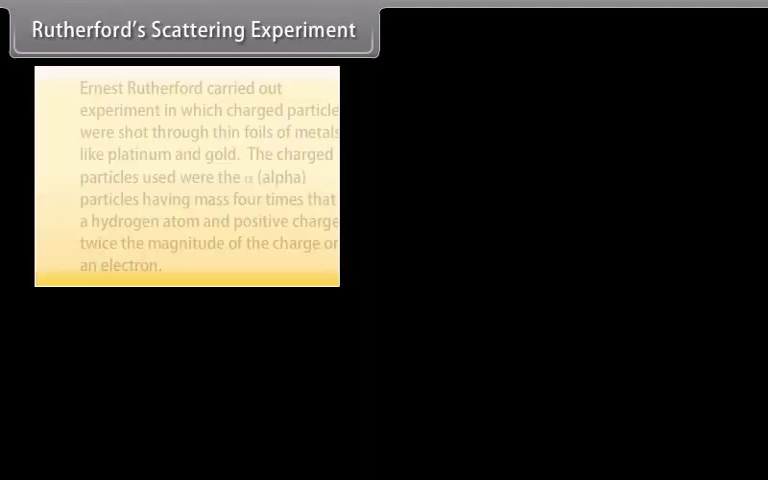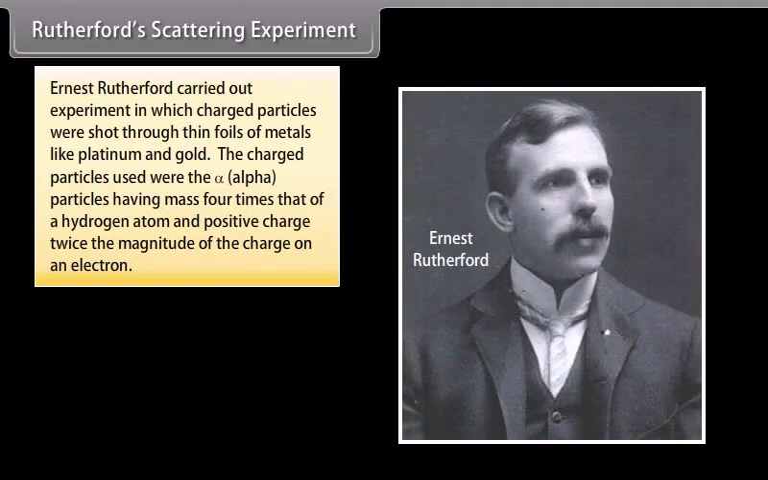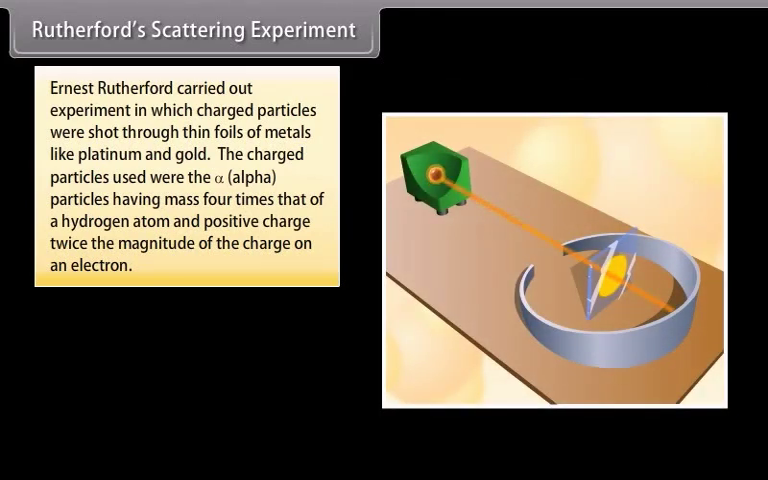Rutherford scattering experiment. Ernst Rutherford carried out an experiment in which charged particles were shot through thin foils of metals like platinum and gold. The charged particles used were the alpha particles having mass 4 times that of a hydrogen atom and positive charge twice the magnitude of the charge of an electron.